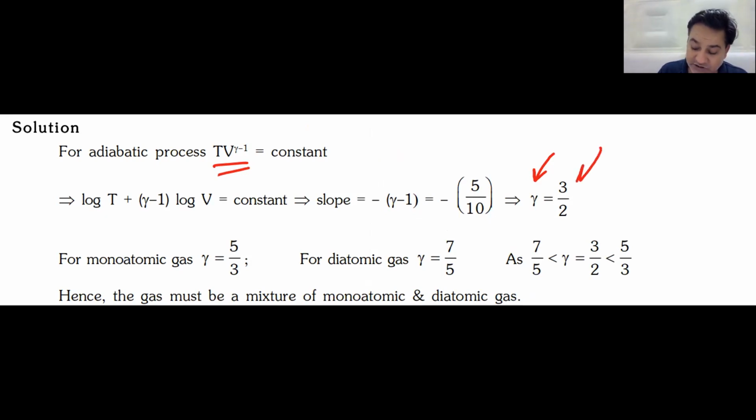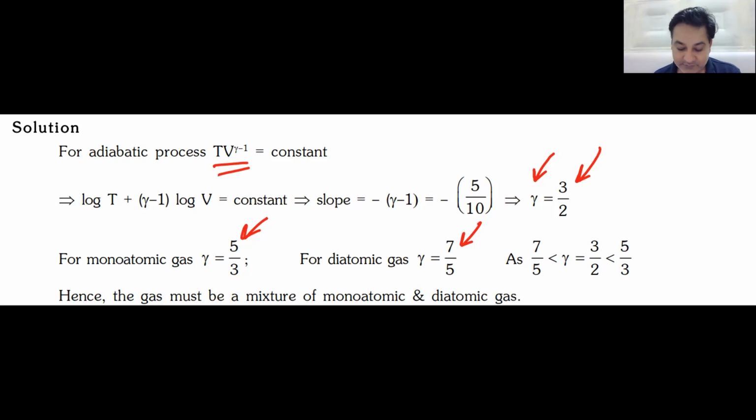The gamma for this mixture is coming as 3/2. For monatomic gas, it is 5/3. For diatomic gas, it is 7/5. And then you understand it's highest for a monatomic gas, then it is diatomic, then it is polyatomic. And this one lies between mono and dia, and therefore this is a mixture. Do you understand this? That is the concept behind this. If you got this, well, congratulations, because you have done great.